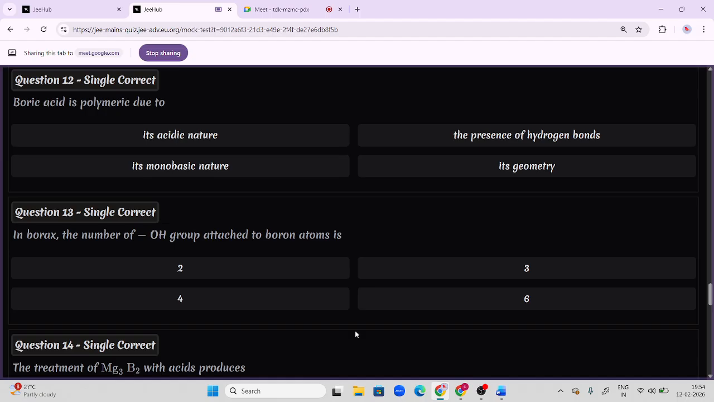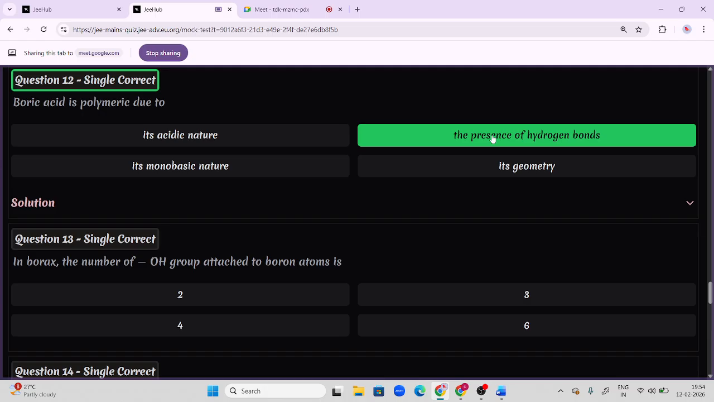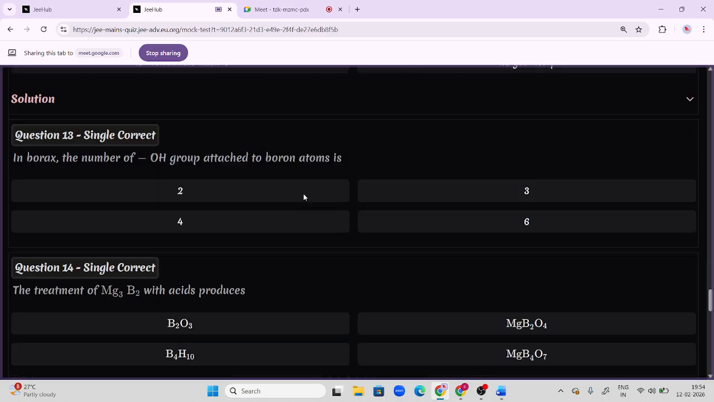Second option, ma'am. Very good, that's the correct one here. Boric acid is having hydrogen bonding ability, so it is polymeric in nature.